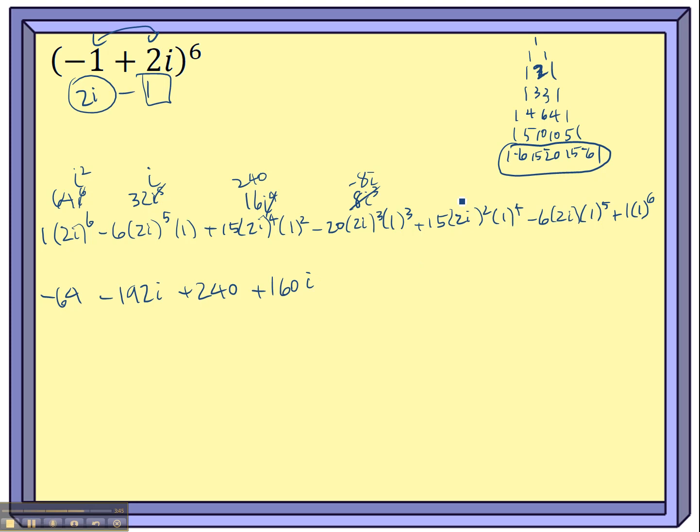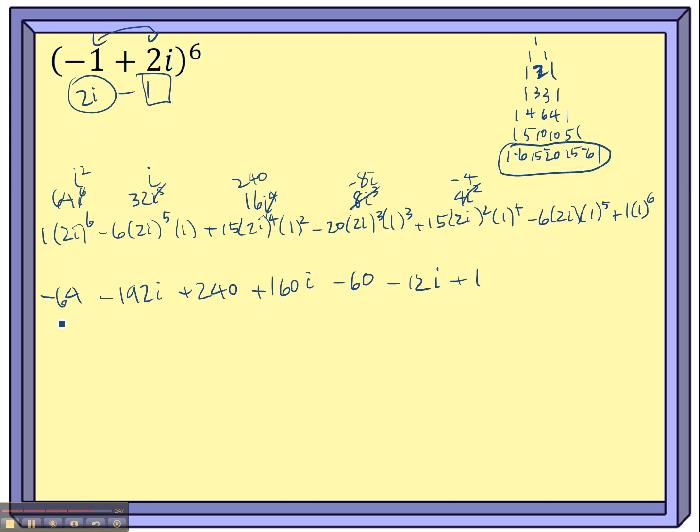2i squared is 4i squared. i squared is negative 1, so this is really minus 4. So 15 times negative 4 is negative 60. We got basically just 2i times negative 6, that's minus 12i. And then 1 to the 6th power times 1 is plus 1.